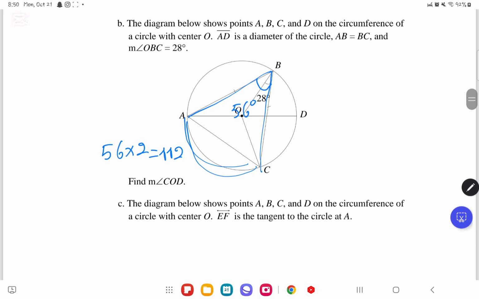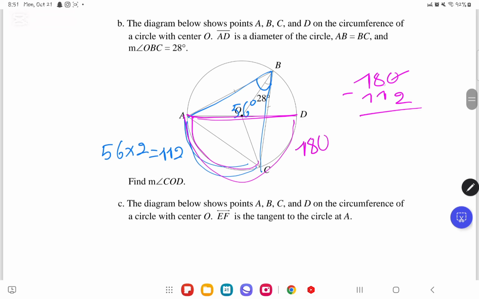So look at this. We got that this is 112, right? And this is a diameter, so all of this arc is how much? 180, okay? So 180 minus 112, we are gonna get 68. So now we have the measure of this arc is 68 degrees.